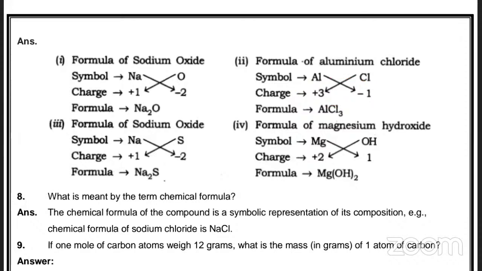Advay, can you explain this magnesium hydroxide, how it comes to be Mg(OH) twice? Yes, sir. Since we know that the charge of magnesium is +2 and of hydroxide is 1, we write it in this form and then cross multiply. Hence we get Mg bracket OH the whole 2 after cross multiplying.